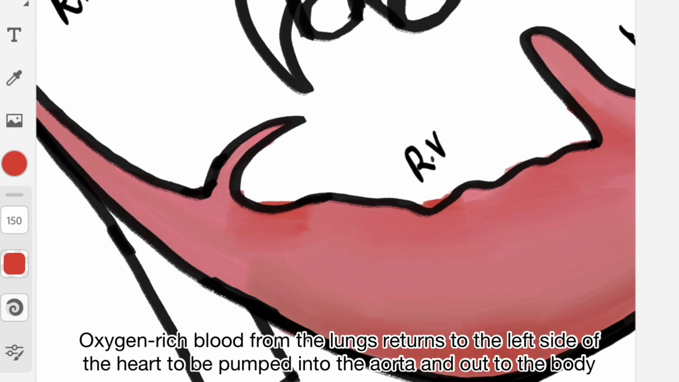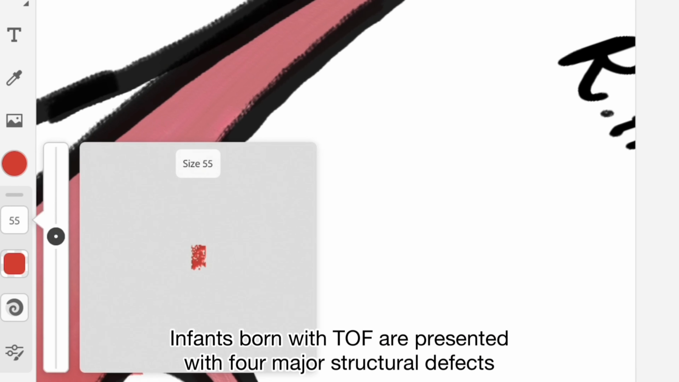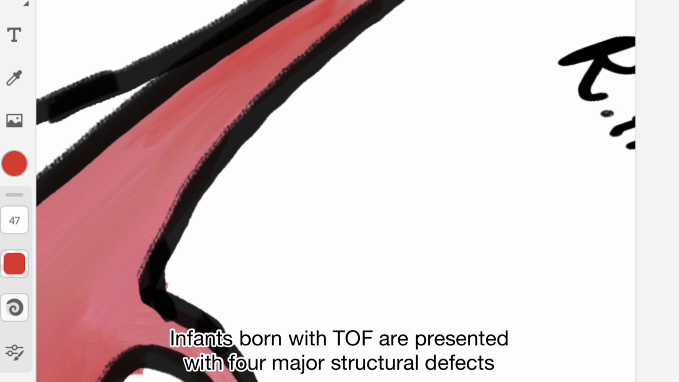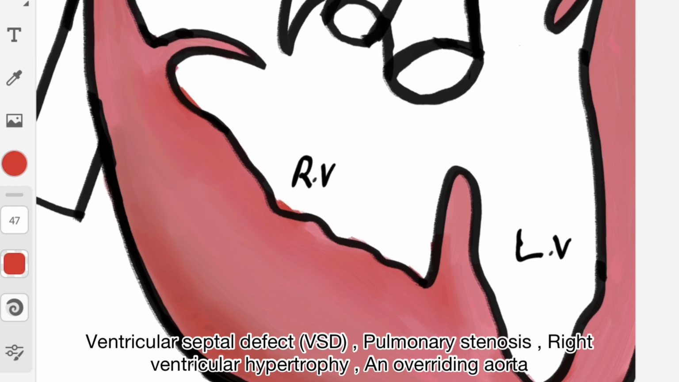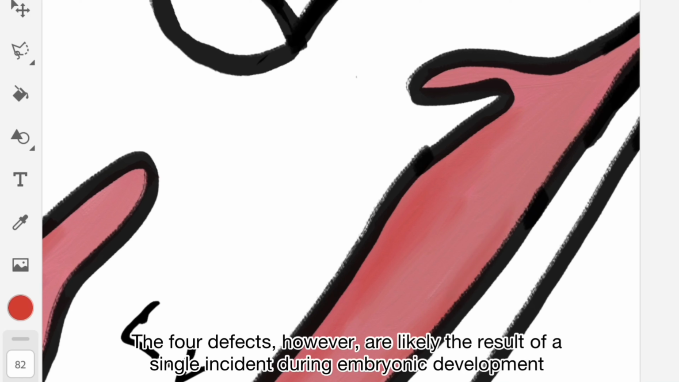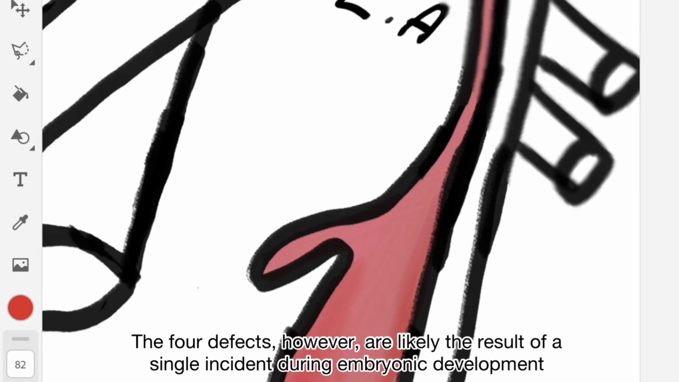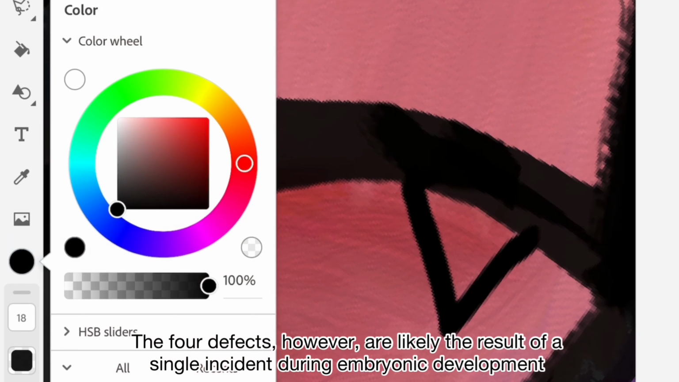out to the body. Infants with TOF are presented with 4 major structural defects: ventricular septal defect, VSD, pulmonary stenosis, right ventricular hypertrophy, and overriding aorta. The 4 defects, however, are likely the result of a single incidence during embryonic development.